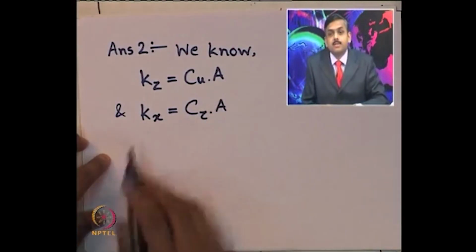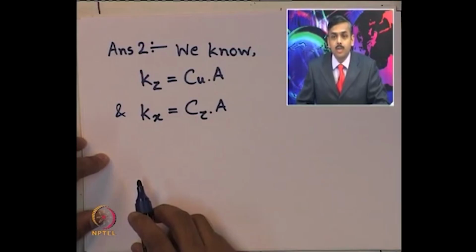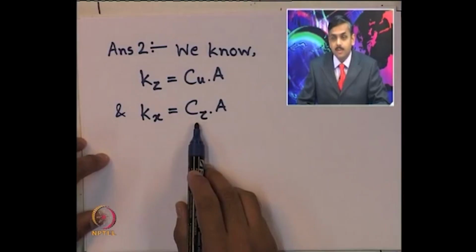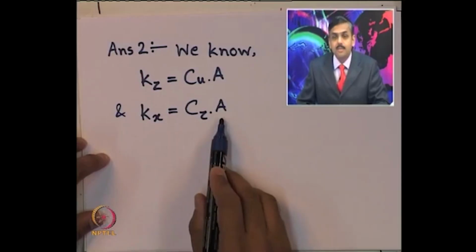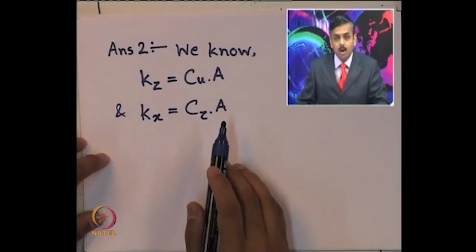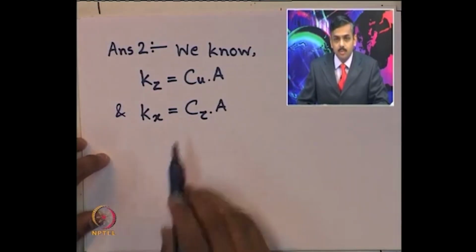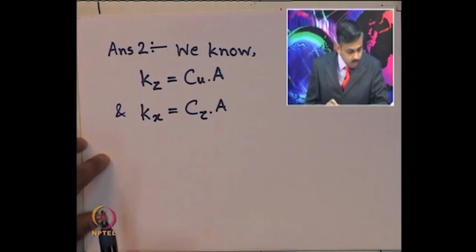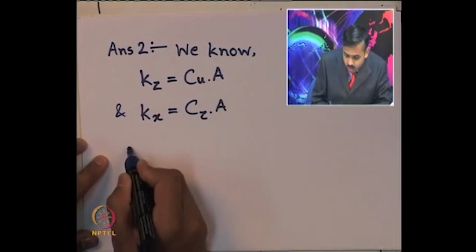So, K x is the spring constant in the case of horizontal mode of vibrations for a rigid block type machine foundation, which is expressed as C tau. C tau is nothing but the coefficient of elastic uniform shear, and A is the cross sectional area of the foundation which participates in this shearing process. So, if we know these two expressions, what can we write?